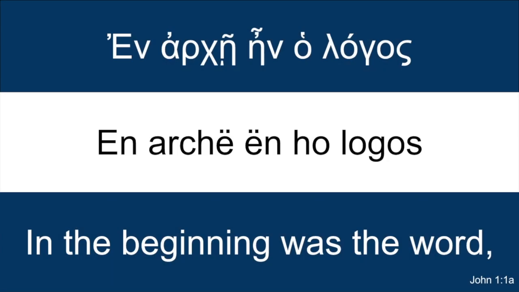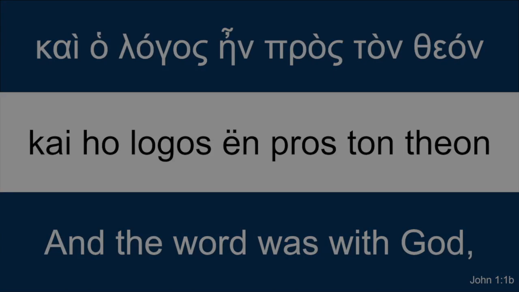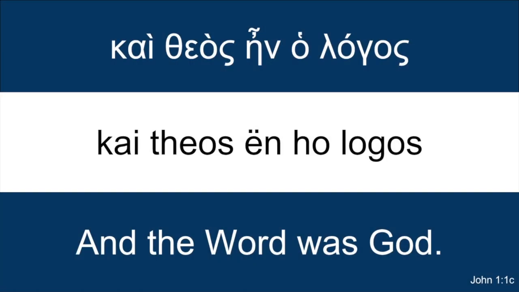This verse has 3 clauses. Here's the first clause. En arche ein ho logos. In the beginning was the word. Kai ho logos ein pros ton theon. And the word was with God. Kai theos ein ho logos. And the word was God.